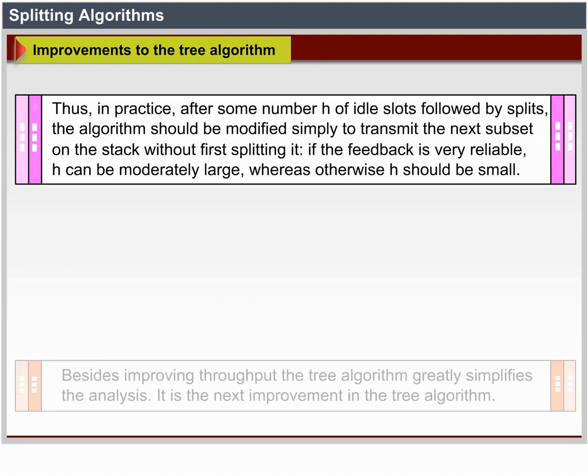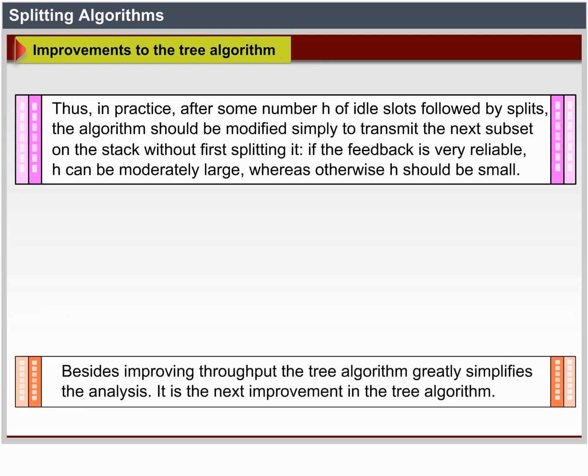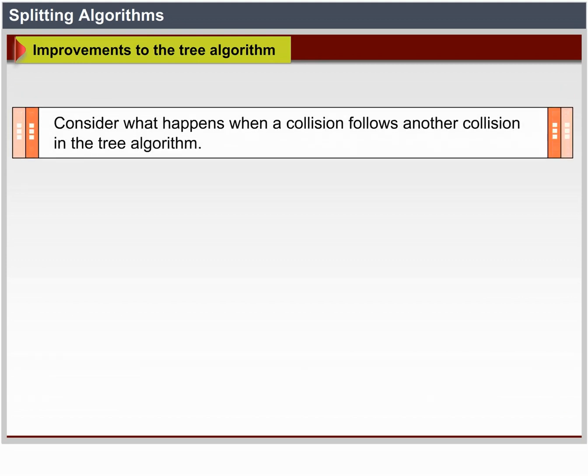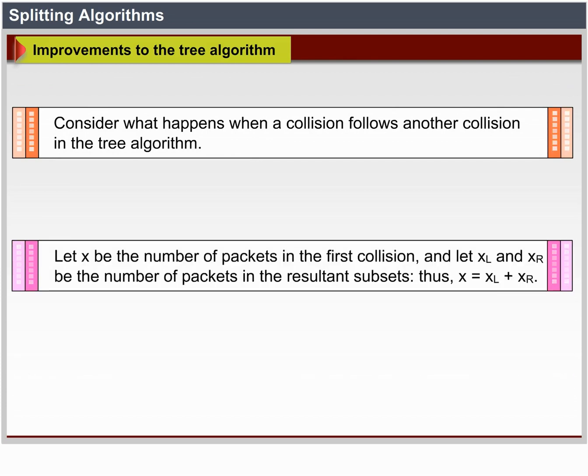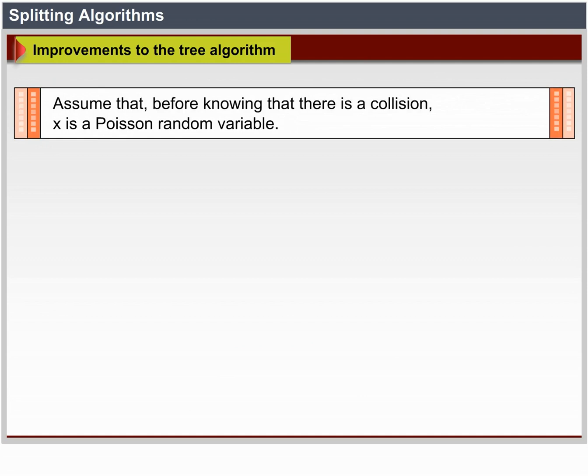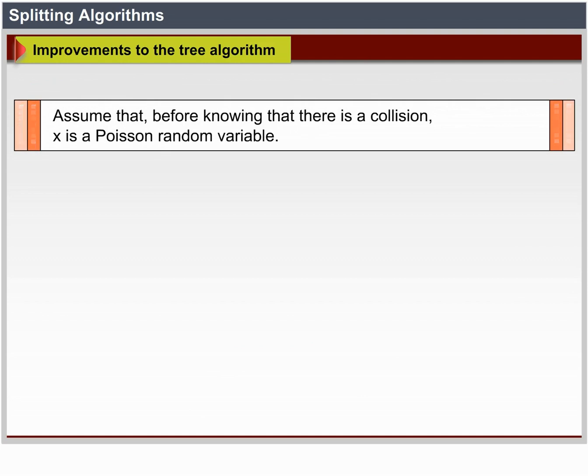The next improvement in the tree algorithm not only improves throughput but also greatly simplifies the analysis. Consider what happens when a collision is followed by another collision in the tree algorithm. Let X be the number of packets in the first collision and let XL and XR be the number of packets in the resultant subsets. X is equal to XL plus XR. Assume that before knowing that there is a collision, X is a Poisson random variable.